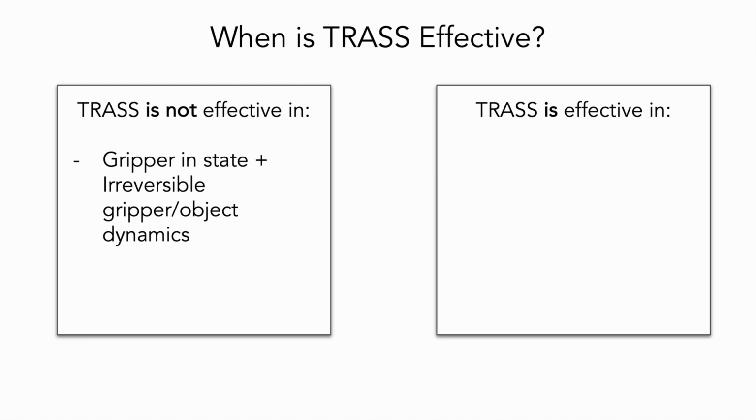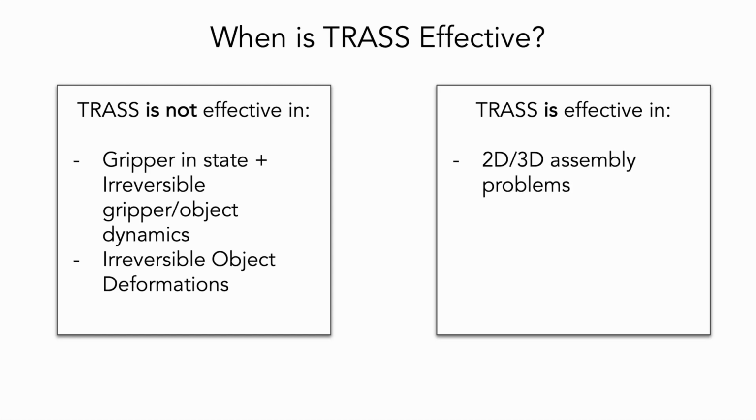However, in low-dimensional settings, this can be addressed by removing the gripper from the state, and in high-dimensional settings, a high-level action space can be used to circumvent this problem. Additionally, irreversible object deformations, like cracking an egg or welding an object, violate assumptions 2 and 3, and thus TRASS cannot be applied. TRASS can be applied in 2D or 3D assembly problems.